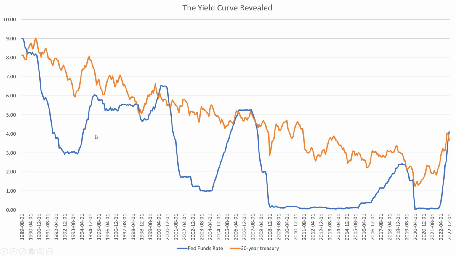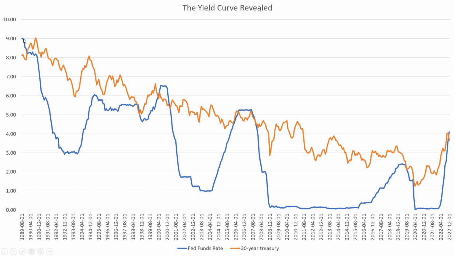I, on the other hand, take a contrarian view, and I think it has more to do with this blue line, which is the federal funds rate. And I've said this in other videos, but I believe the federal funds rate is what is dictating the terms of the recession, and it just happens to be that when the federal funds rate is lifted above the 30-year treasury rate, that causes an economic recession.